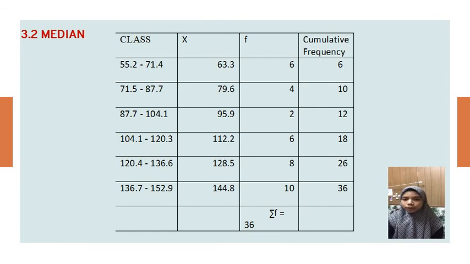3.2 is about median. Median is the value that lies in the middle of the data when the data set is ordered. In this slide, as you can see, this is the table of the median, which has the class, x, frequency, and the last one is cumulative frequency. Cumulative frequency is very important because it helps us to get the solution of the data.